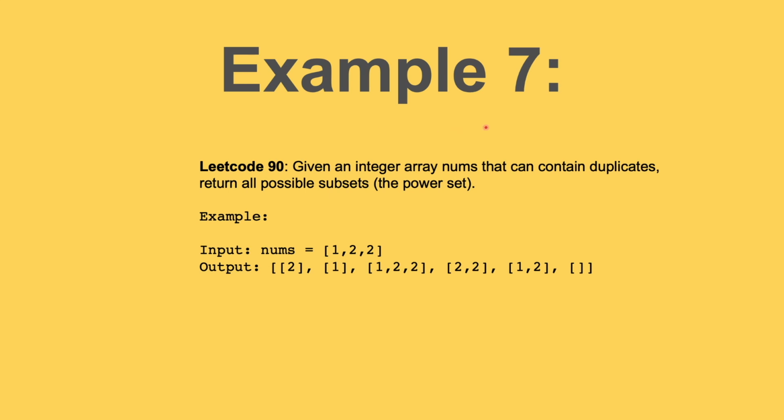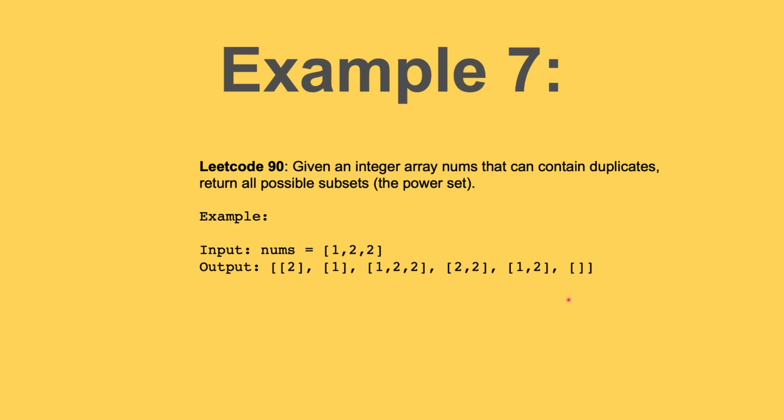One last example. This is a very similar problem, Leetcode number 90. We're still generating the power set, except that in this case, the values in the given set, or in this case, I should call it a vector or a multi-set, can be duplicated. So our task is to generate all the possible subsets. For example, for 1, 2, 2, we get 2, or 1, or 1, 2, 2, 2, 2, because 2 is duplicated, and then we have 1, 2, and then the empty set.